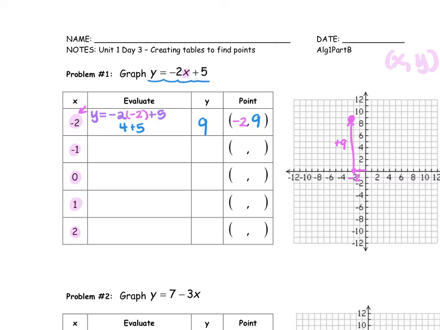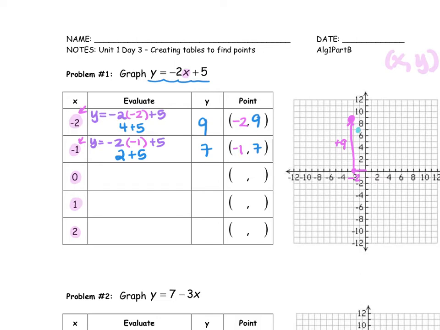Now I'm just going to repeat that process, plugging in the other x values in the table. So y equals negative 2 times, I'm going to plug in this x value of negative 1, plus 5. I know negative 2 times negative 1 is positive 2, plus 5. 2 plus 5 is 7. So when x equals negative 1, y equals 7. And the point negative 1, 7 is on the graph. That would be the point right here.